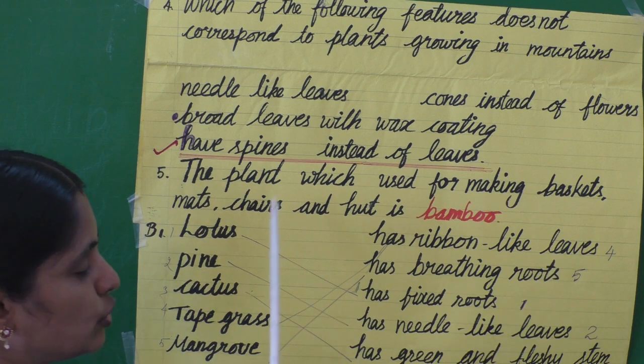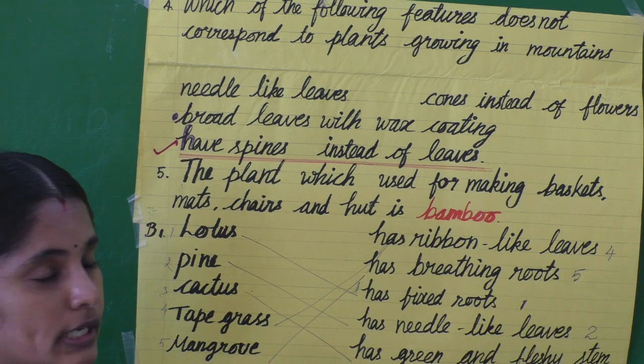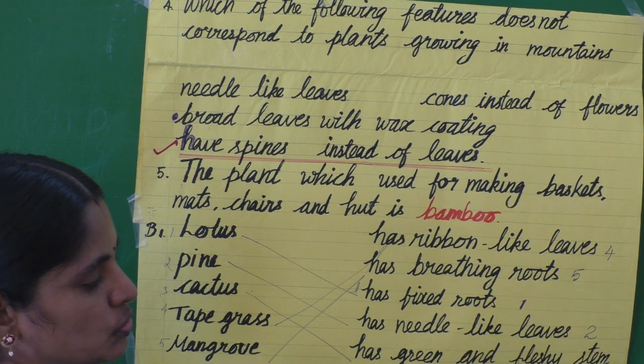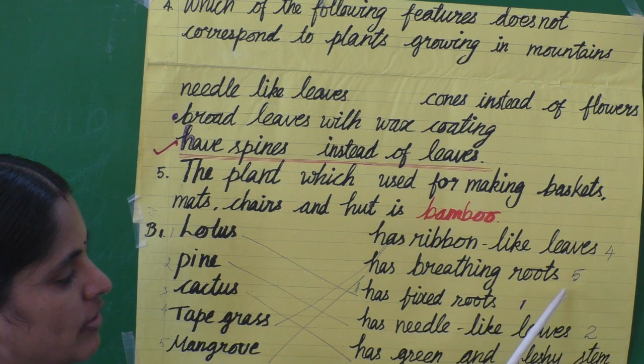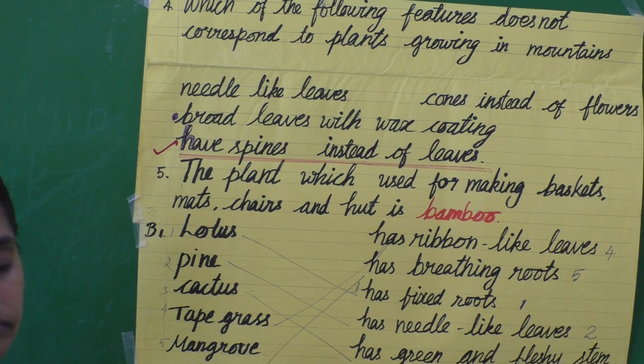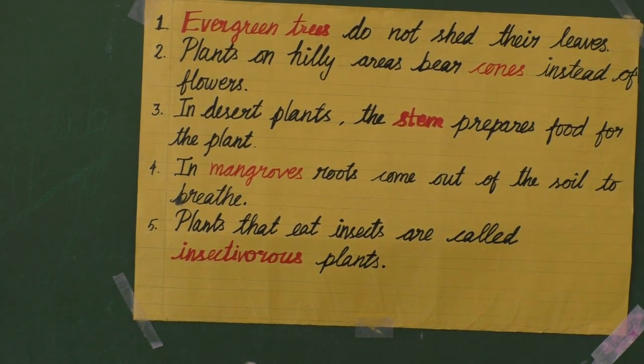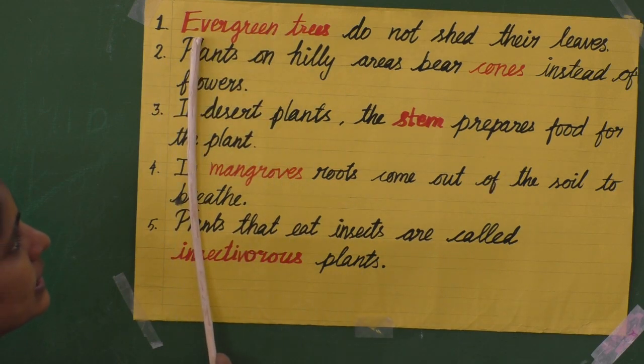But here in your book you can draw the lines and you can put a number 4, 5, 1, 2, 3. Clear, children? Then we will switch over to the next section C of your book exercise. First question, fill in the blanks. Section C, fill in the blanks.